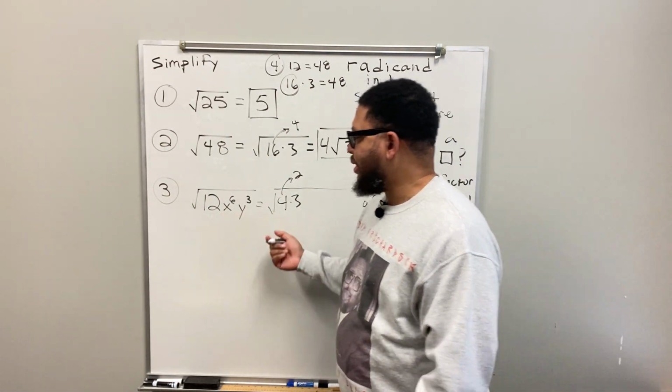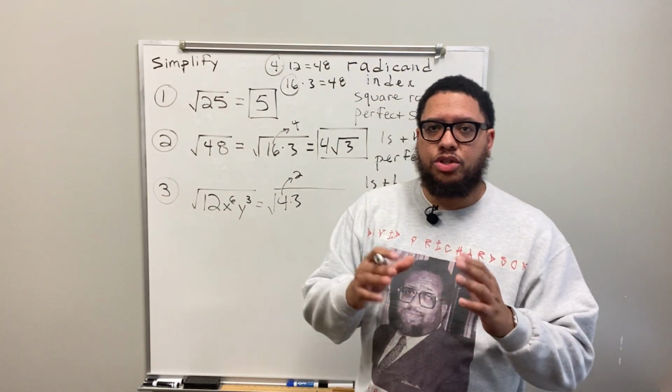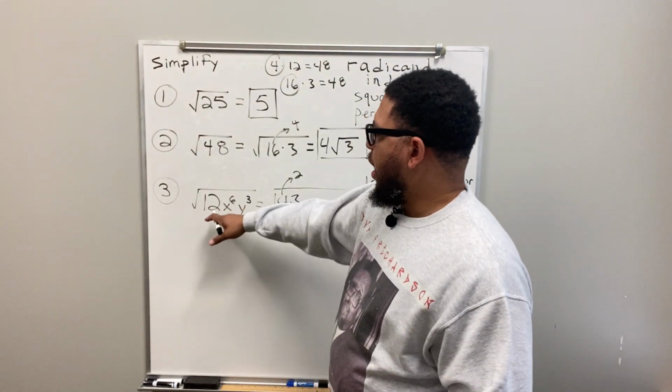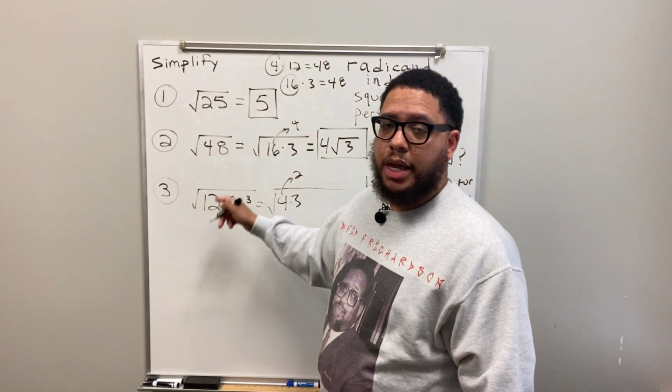But what about this x and this y, though? What are you going to do with that? Well, there's a piece of information that you need to understand about variables with exponents. Really, any term that has an even-numbered exponent is a perfect square.